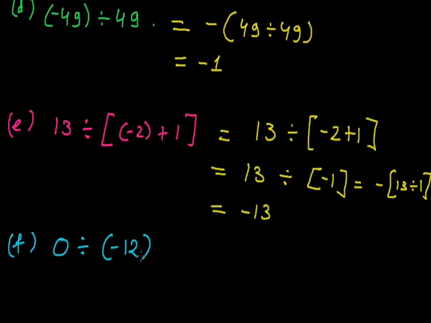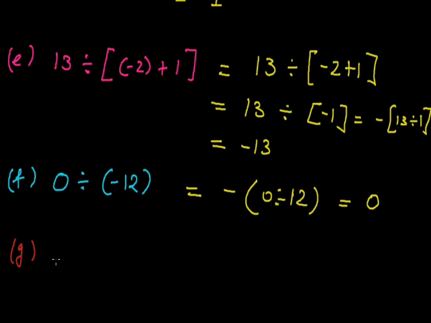Now the F part, 0 divided by minus 12. If you divide 0, that is nothing, by 12, what will you get? You will get 0 only. So 0 divided by minus 12 will give you minus 0 divided by 12, which will be equal to 0 only, and 0 doesn't have any sign, plus or minus. So the answer is 0.